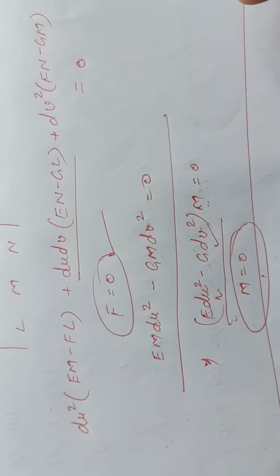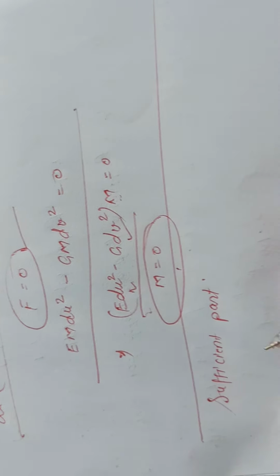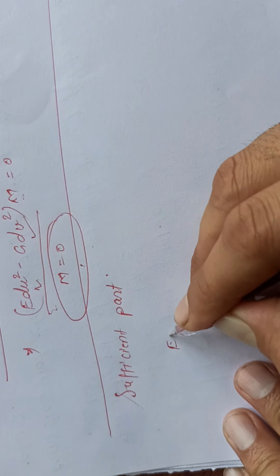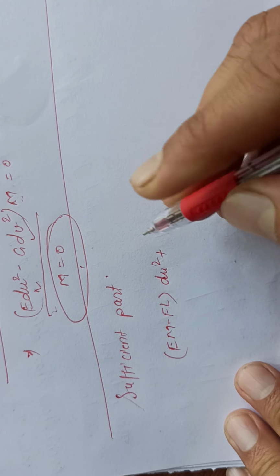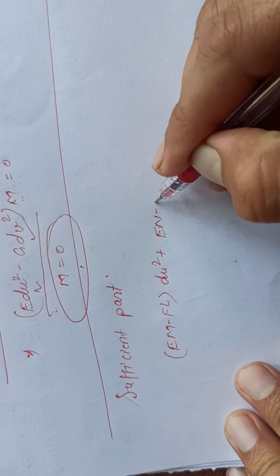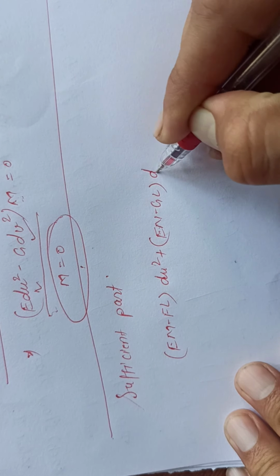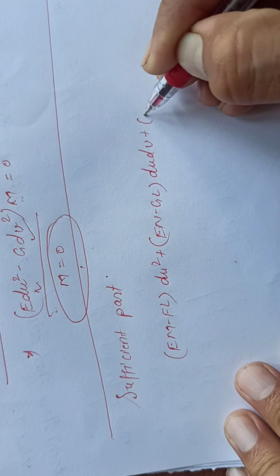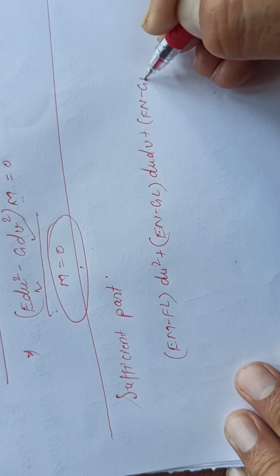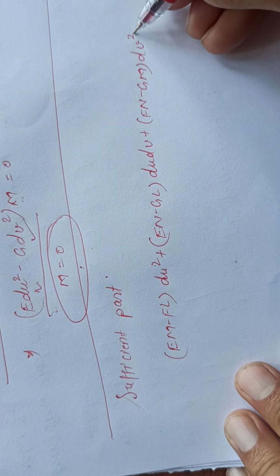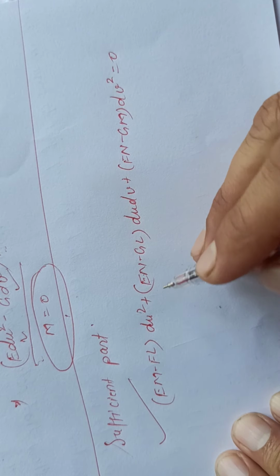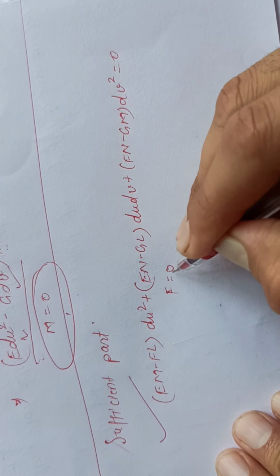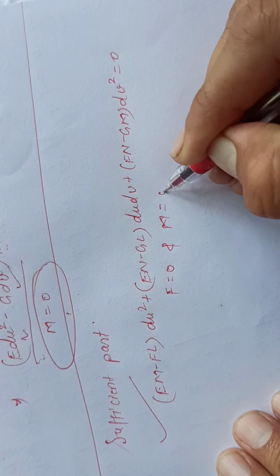As we know, the equation of lines of curvature is (EM minus FL) du square plus (EN minus GL) du dv plus (FN minus GM) dv square is equal to 0. This is our lines of curvature on the surface, and we are given that F is equal to 0 and M is equal to 0.